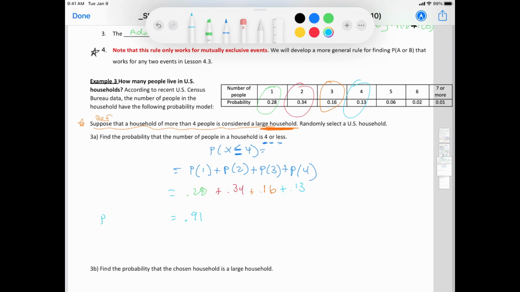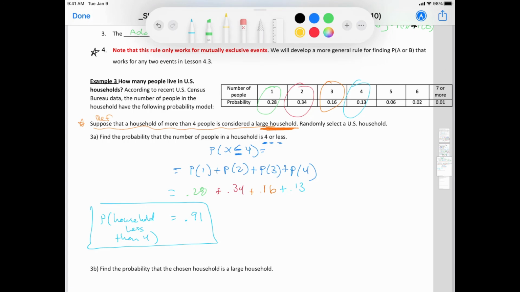The probability of getting a household of 4 or less is equal to 0.91.